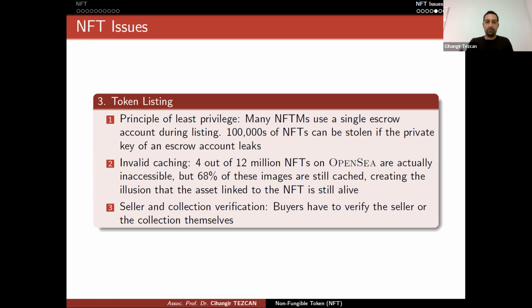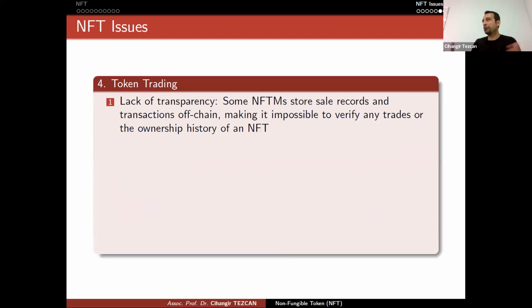The third problem is about listing: seller and collection verification. Buyers have to verify the seller or the collection themselves, because I can claim that a digital asset belongs to me, but probably I may not be the creator, and I still try to sell it, and the marketplace will not do any verification. And as a buyer, all you can do is check if my social media accounts are really linked to that account and so on, and that's it. So a lot of people bought very expensive NFTs and then realized that they were actually sold by somebody who doesn't really own it or is not the creator. So these are huge problems, as you can imagine.